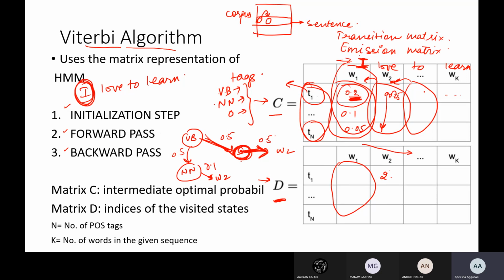Clear? Any confusion about this? I will store the maximum value if I was at T1. T1 was, let's say, verb. So I was at T1 over here and I can move to W2 using two paths. So I will store via which state I'm going to W2 with the maximum probability, and I will store the probability value in table C and the state value in table D.